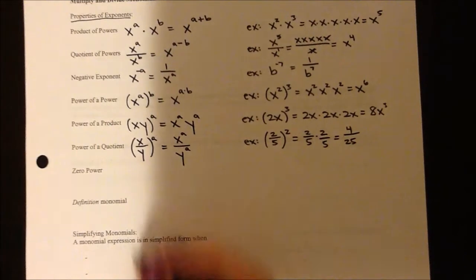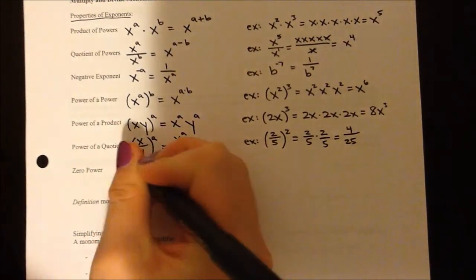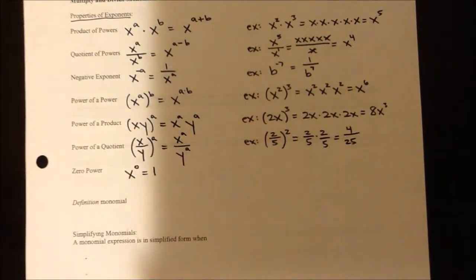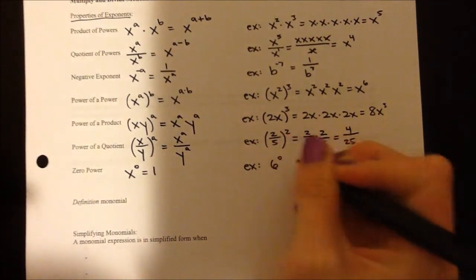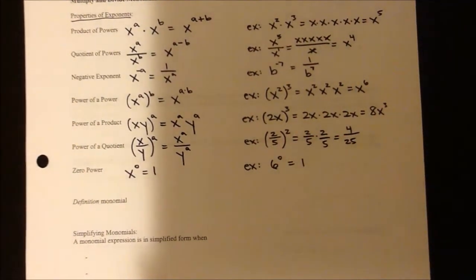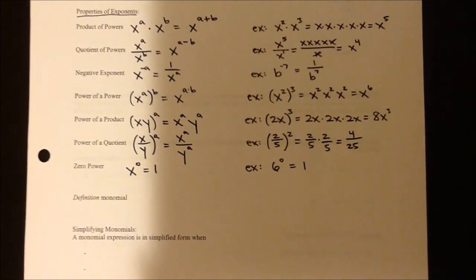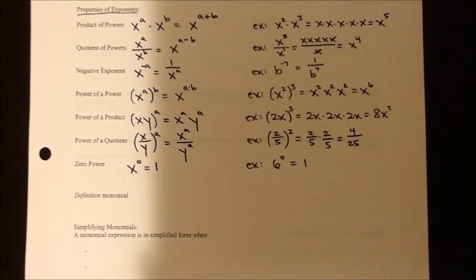Okay, and our last one here, the 0 power. If you have any base and you raise it to the 0 power, what you get is 1. All right, so anything raised to the 0 power is 1. So say you take the number 6 and you raise it to the 0 power. That actually just gives you 1. Okay, so those are all our rules. Keep those handy as we're trying to simplify things down.